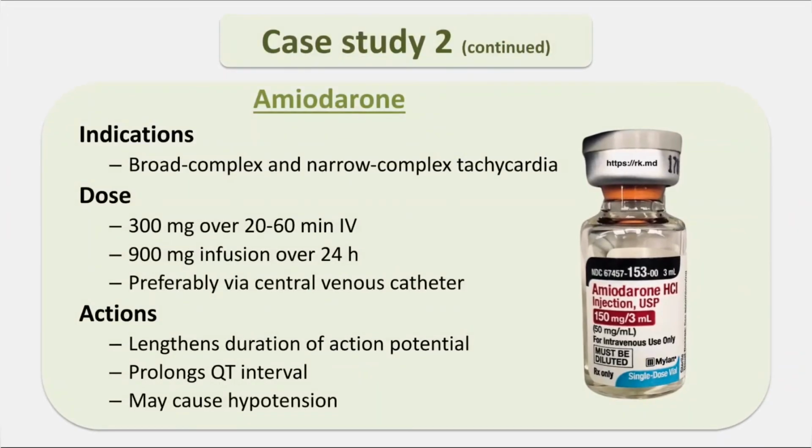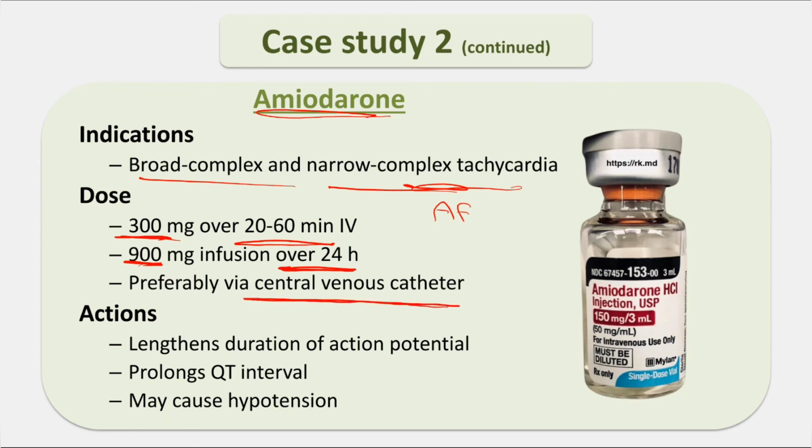For VT we use amiodarone if they are stable. Amiodarone is usually used for broad complex and narrow complex tachycardia as well, sometimes in AF. The dose is 300 milligrams over 20 to 60 minutes if the patient is stable, then 900 milligrams over 24 hours. Once the patient has normal rhythm, you have to stop the amiodarone. It's preferably given through a central venous catheter because extravasation may lead to skin necrosis or gray skin syndrome.